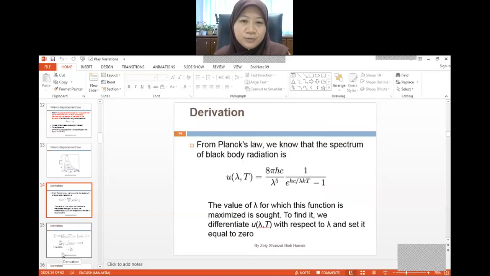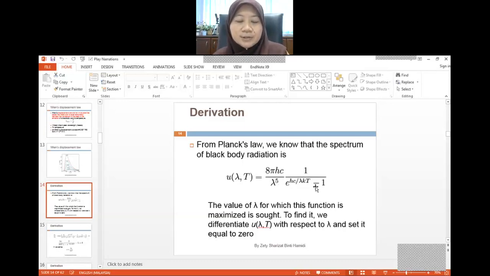If we look at the black body radiation process, we know that the brightness, or any kind of view parameters, has a relationship with the wavelength and also the temperature, with the formula equivalent to 8 pi hc over lambda to the power of 5, divided by e to the power of hc over lambda kT, minus 1. This is actually from quantum mechanics. We know that in Planck's law we have this kind of relationship.